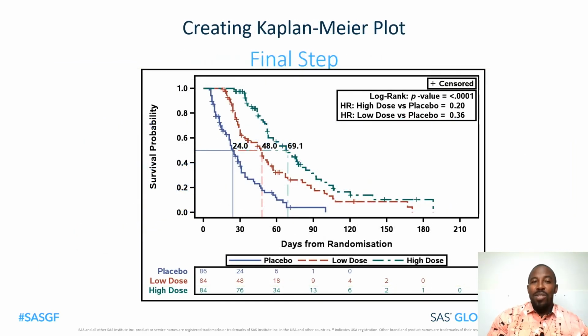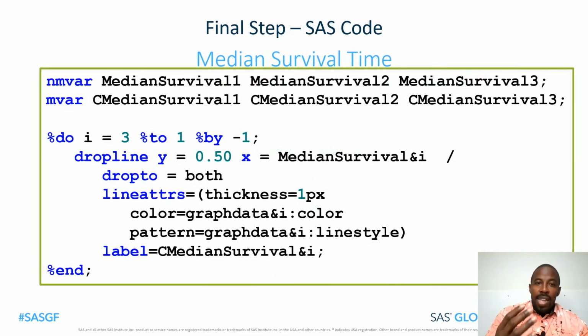The final step: how do we produce the lines which represent the median survival times, and also display labels which represent the median survival time? We can do this by using the nmvar, also an mvar statement, and the dropline statement. The nmvar statement is similar to the mvar statement, but it creates numerical tokens instead of character tokens.